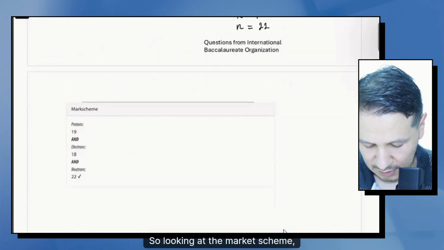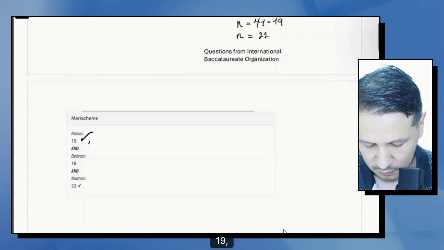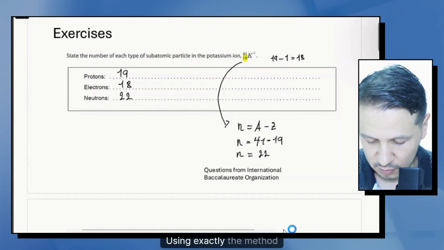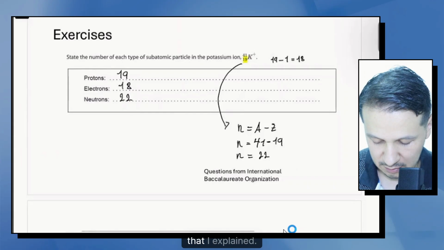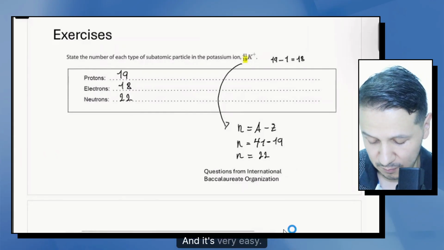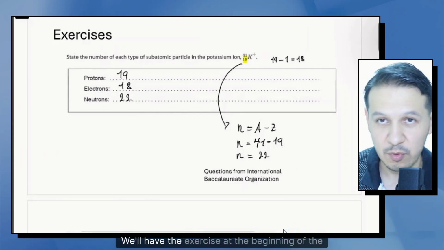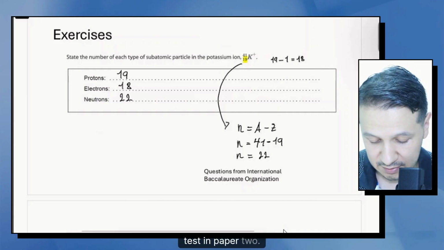So looking at the mark scheme, this is what we got: 19, 18, and 22, using exactly the method that I explained, a very straightforward method, and it's a very easy exercise. Probably we'll have this exercise at the beginning of the test in paper 2.